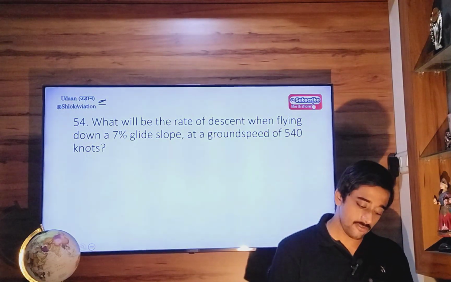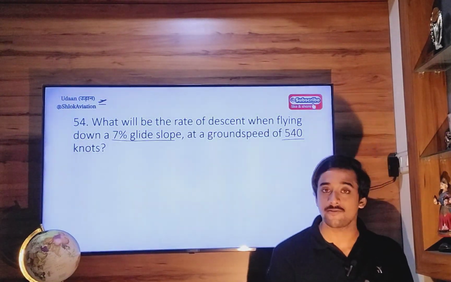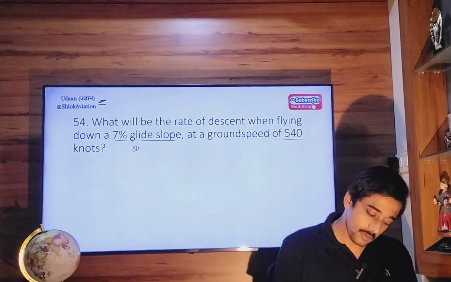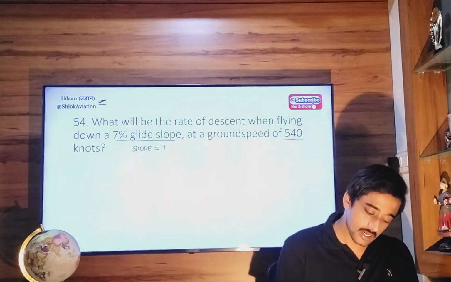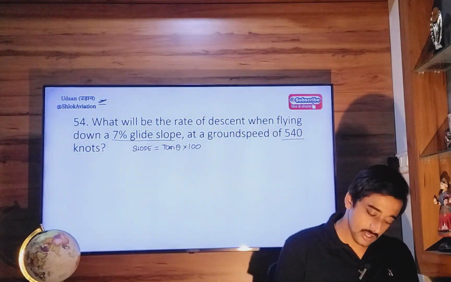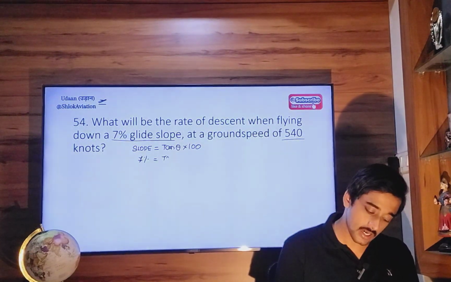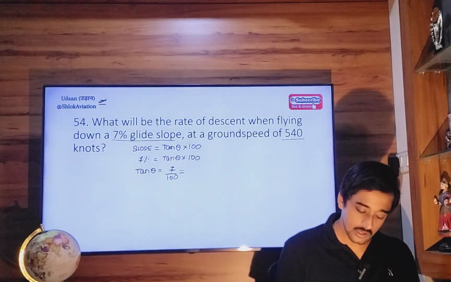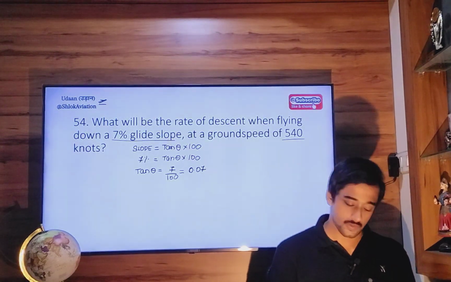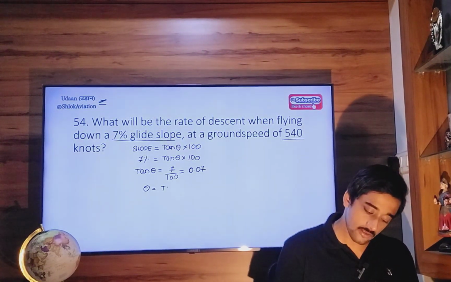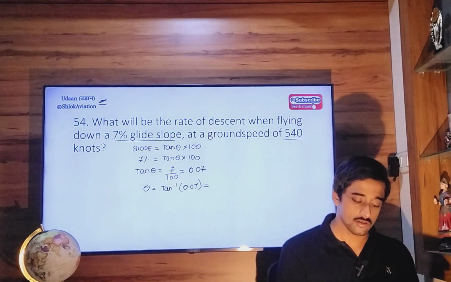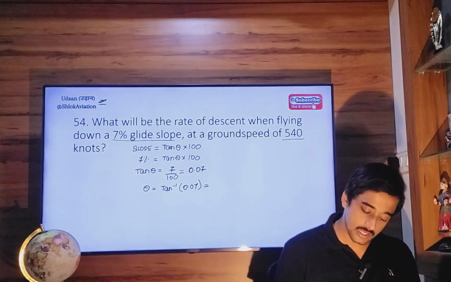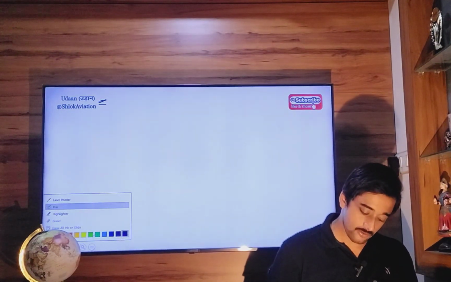What will be the rate of descent when flying a 7% slope at a speed of 540 knots? So the formula is slope equals tan theta into 100. So 7% equals tan theta into 100. So tan theta equals 7 by 100, which is 0.07, right? So theta will be tan inverse 0.07, which is equal to 4 degrees.